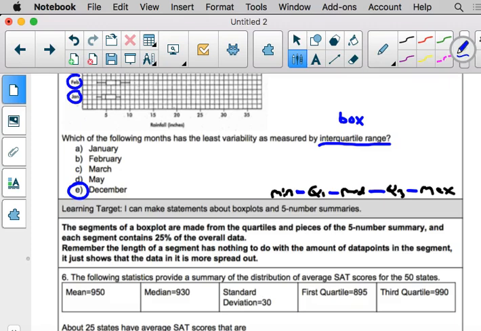Between 895 and 990, so between Q1 and Q3, that is what we're looking for. So the answer to this one is letter C, between 895 and 990, because that's the only one that spans 50% of the data, spanning between 2 of these segments.